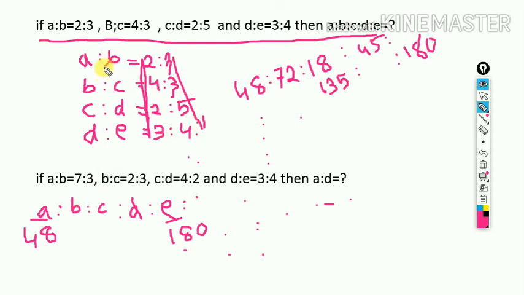Clear? Now B, what will it be? You will come from here to here, then multiply these two to the last. So you multiply 3 with 4, then multiply all the remaining up to the last. So it will be 3 multiply 4, 12, then multiply 2 multiply 3, 72. So B will be 72. Clear?